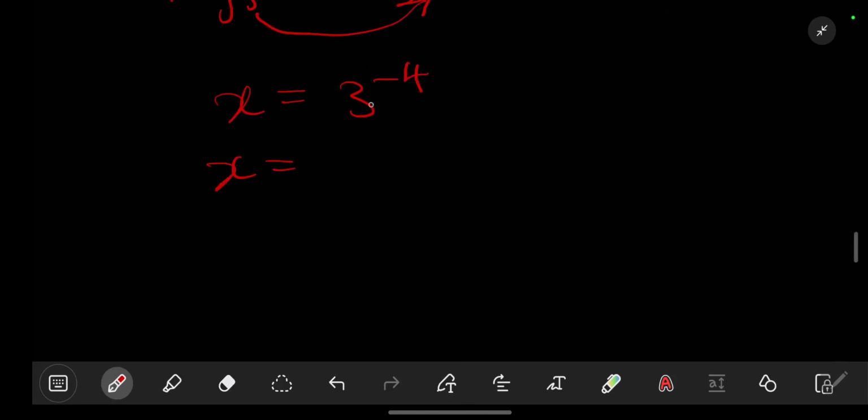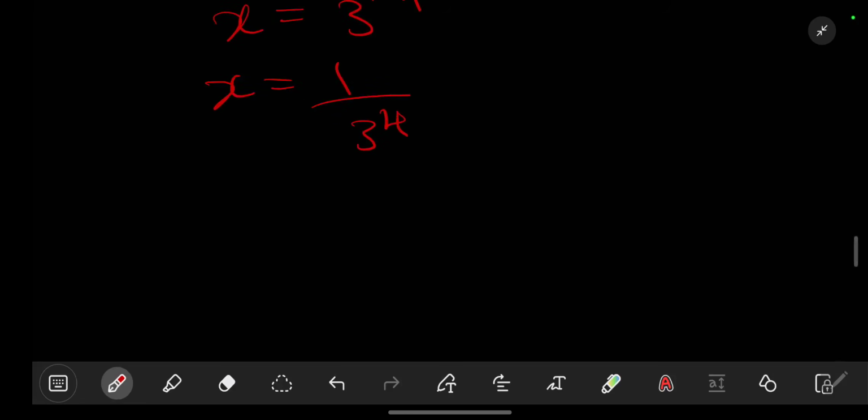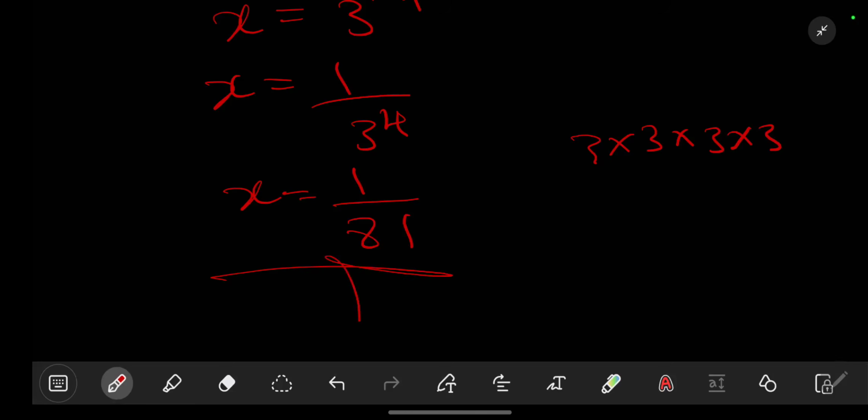So x is equal to, when we remove the negative, it will be 1 over 3 to the power of 4, which is 3 times 3 is 9, times 3 is 27, times 3 is 81. So we have 1 over 81 as our answer. So x is equal to 3, or x is equal to 1 over 81.